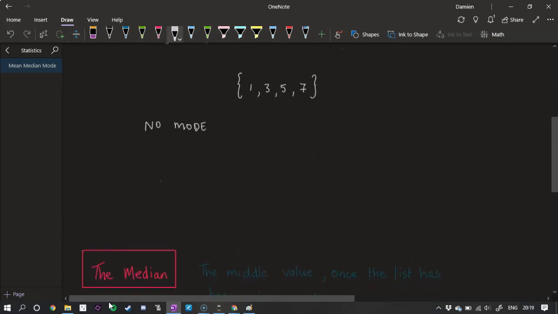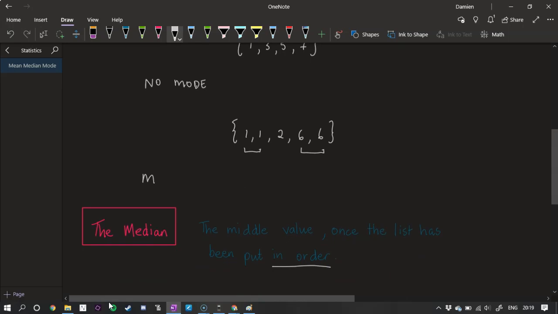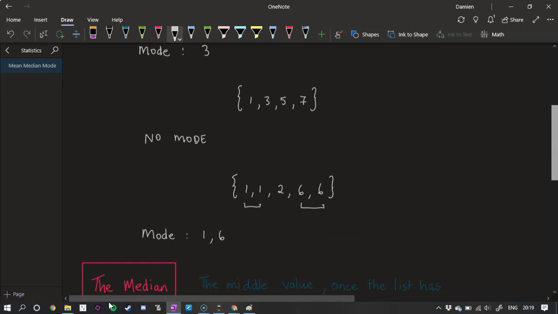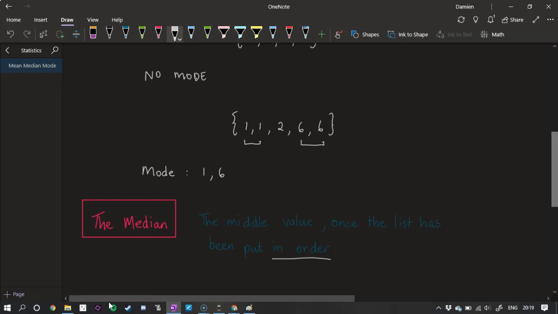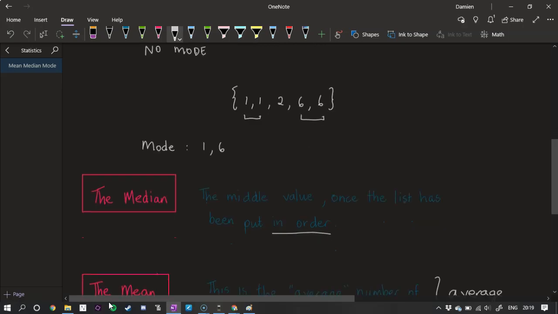Another example that you might have is something like this, where you have 1 and 1, and then you have 2, and then you have 6 and 6. Now, in this example, you can see the number 1 occurs twice, and you can also see the number 6 occurs twice. So in this particular one, you actually have 2 modes. So your mode is 1 and 6. They're the numbers that occur the most. And that's it for mode. There's really nothing else. And the order doesn't matter because all you're going to do is count up what number occurs the most. So order makes no difference.